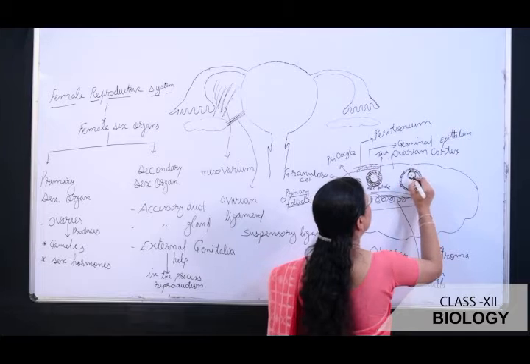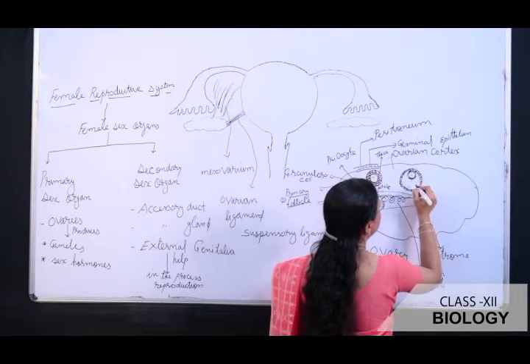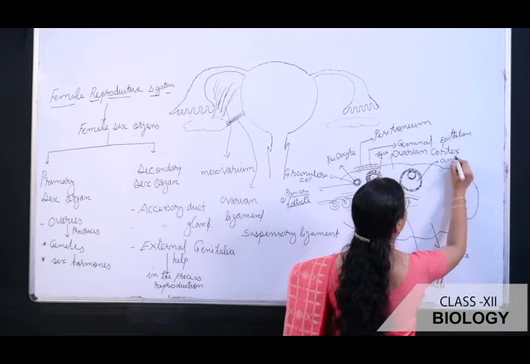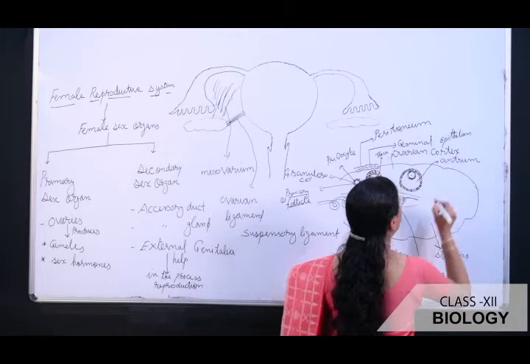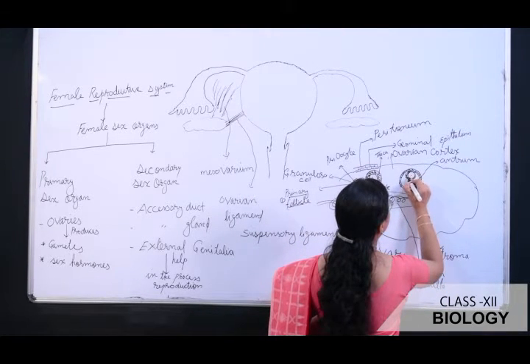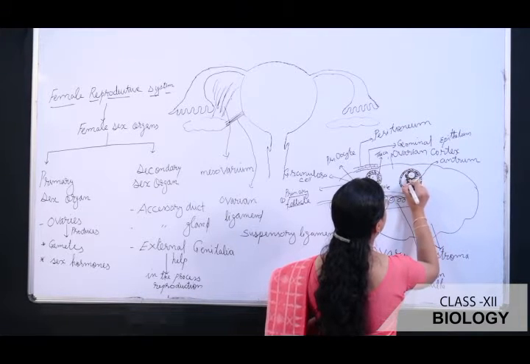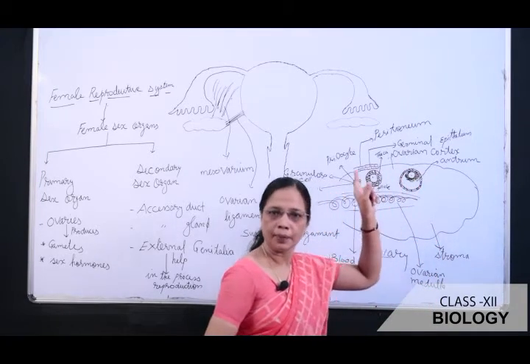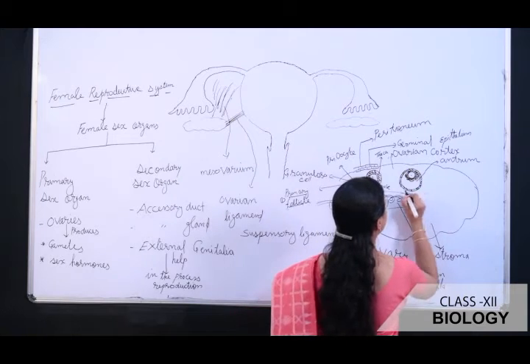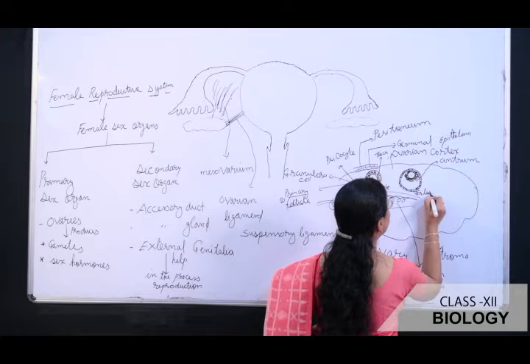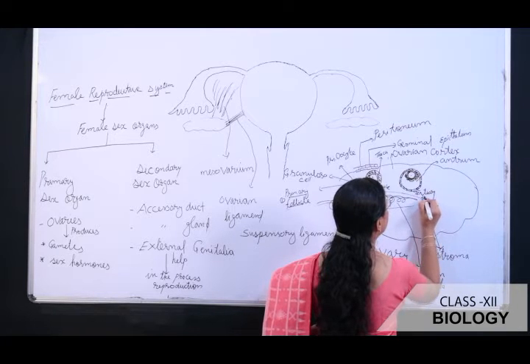A cavity is formed. This cavity is filled with a fluid called antrum. Now here you can see the granulosa cells, and now in this tertiary follicle, this is the tertiary follicle. Let us label here tertiary follicle.